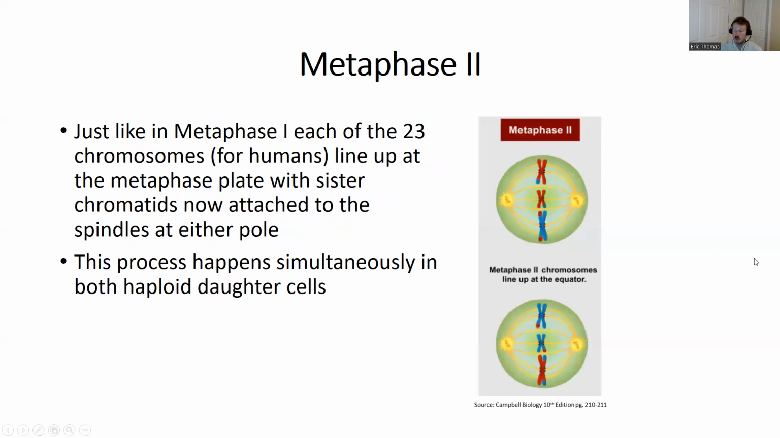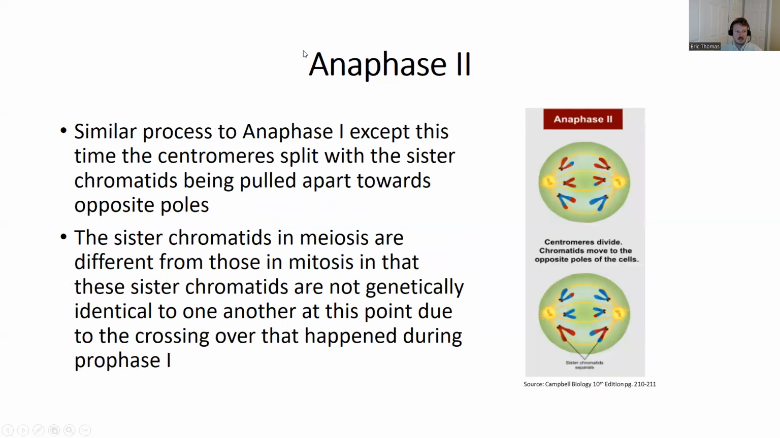Once that's completed, we move into metaphase 2, and it's similar to metaphase 1, right? So now each of the 23 chromosomes has spindle fibers attached to the chromatids via the kinetochore. Once that's happened, everybody moves once again to the equator, the metaphase plate, and it's happening simultaneously in both cells. So everybody's going to line up, and we're going to get ready to split. Metaphase 2 moves on, and we enter anaphase 2.